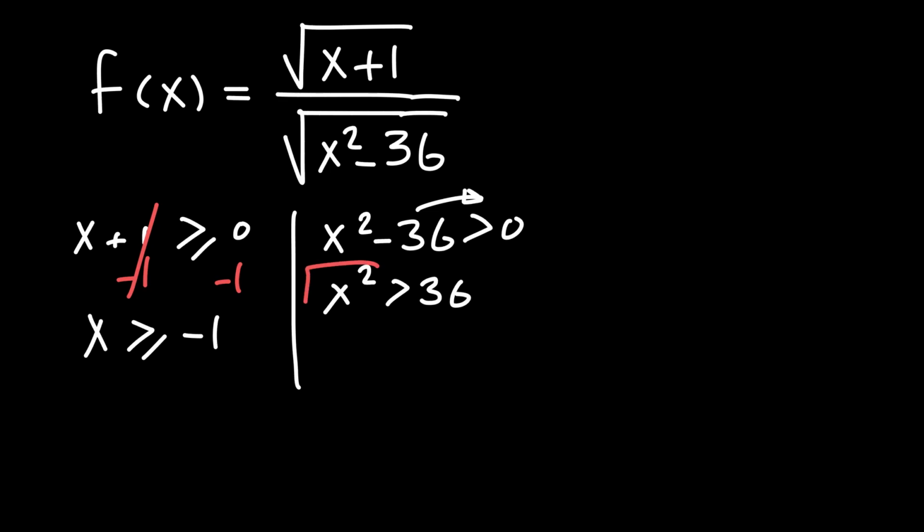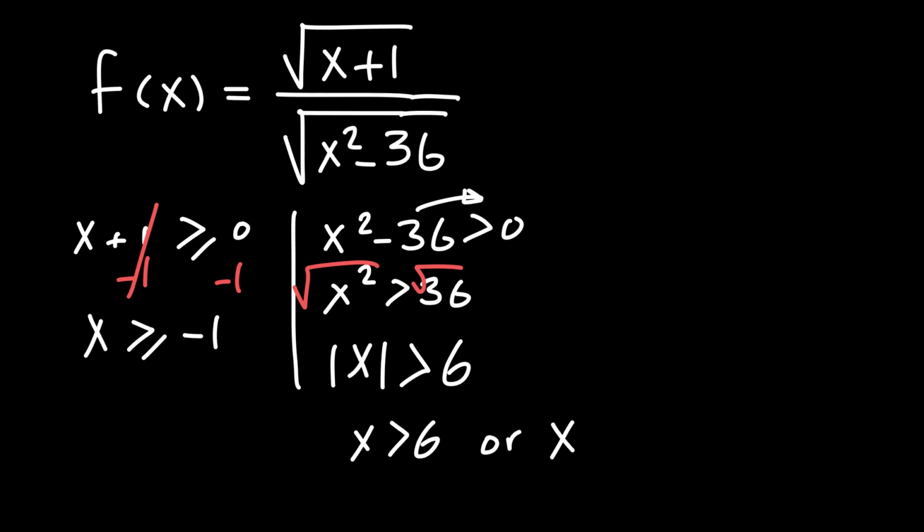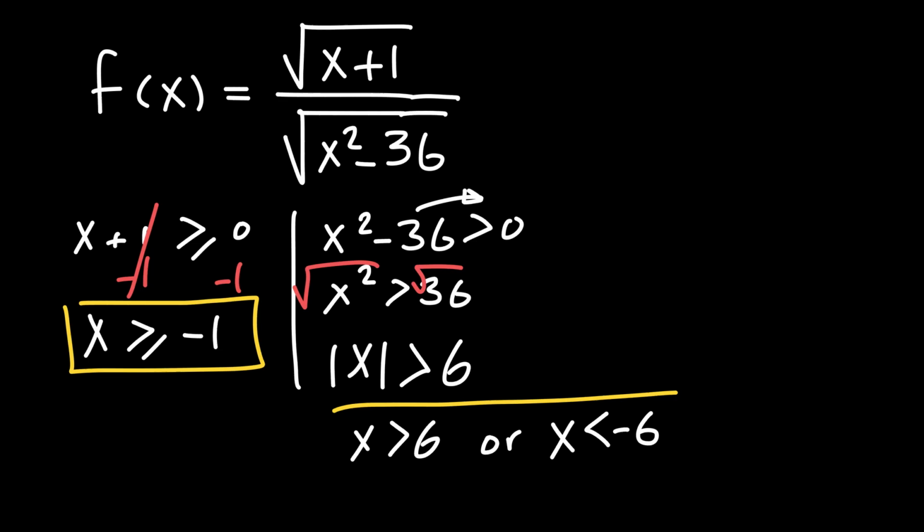Taking square roots of both sides, then we will have the absolute value of x greater than 6. Now, whenever you see an absolute value in an inequality, you have to solve it this way. So x will be greater than 6, or x will be less than minus 6. The next step will be representing these values on the number line. Let us do them together. So this is the number line.